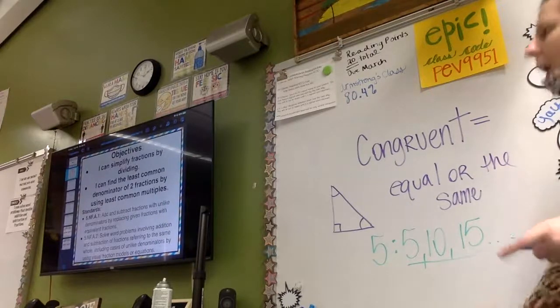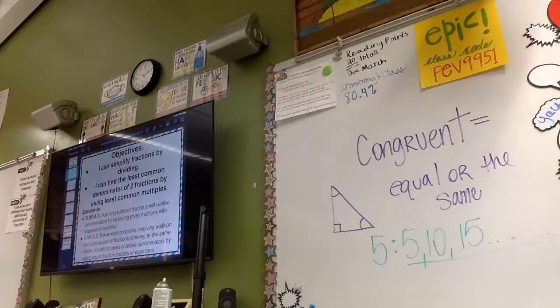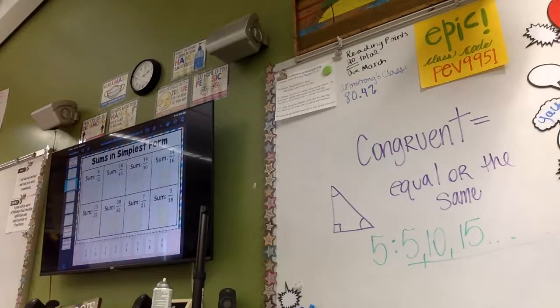So there at the bottom are your standards. I don't expect you to know those. They don't make a whole lot of sense most of the time. But pretty much what they say is you're going to be able to add and subtract fractions that have unlike denominators. You're going to be able to answer word problems that have fractions with unlike denominators.